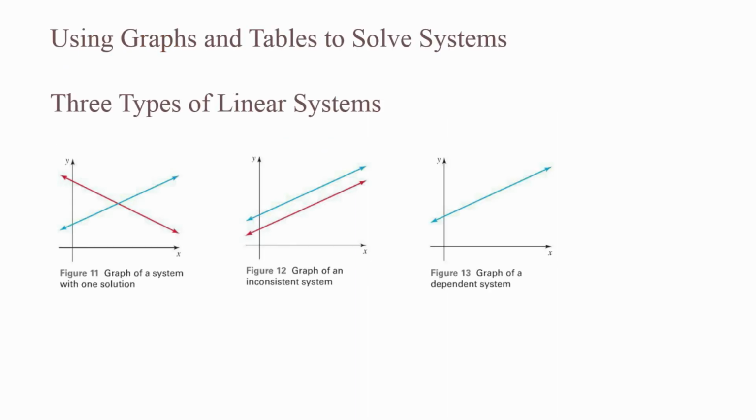Using graphs and tables to solve systems. We have 3 types of linear systems. Our first type of linear system has one solution. That's where the two lines cross in one spot. Our second type of system is an inconsistent system. It's where we have parallel lines and our solution is the empty set. Our third type of graph is the dependent system. This is where they are the same line and the solution is all numbers on the line, or you can just write same line.